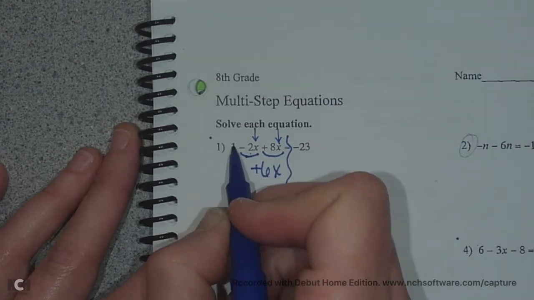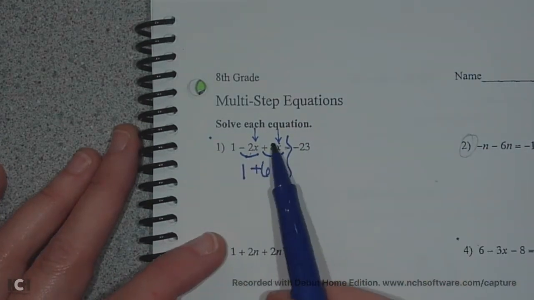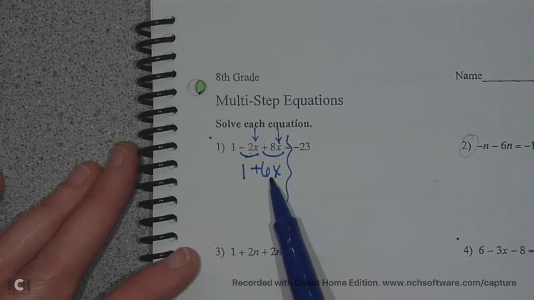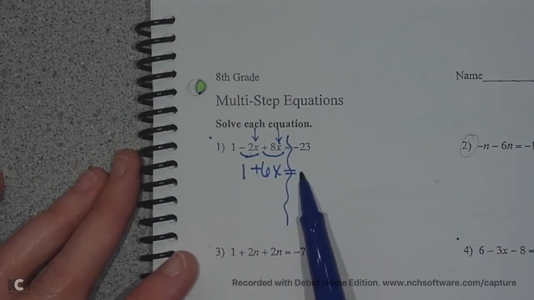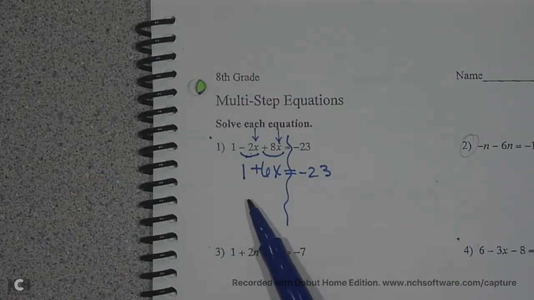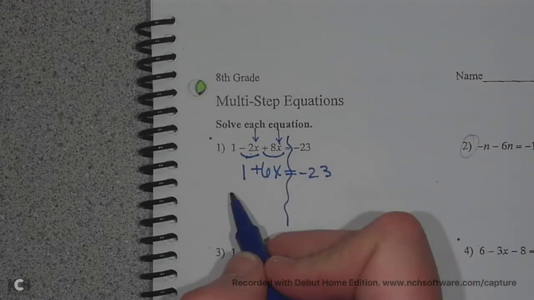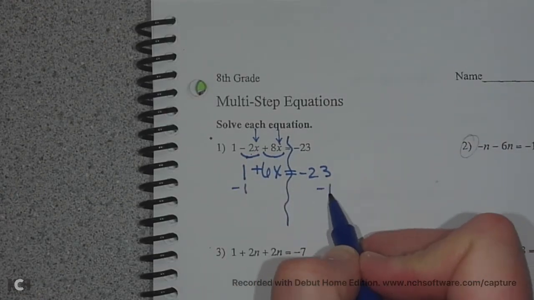We still have the 1 out in front. We didn't do anything with it, so let's just put it in front. So we have now simplified, and we have 1 plus 6x equals, and that's still negative 23 over there. From here, we just have a two-step equation to solve. Which number do we want to get rid of first, the 1 or the 6? We want to get rid of that 1 first, so subtracting 1 from both sides to get rid of it.